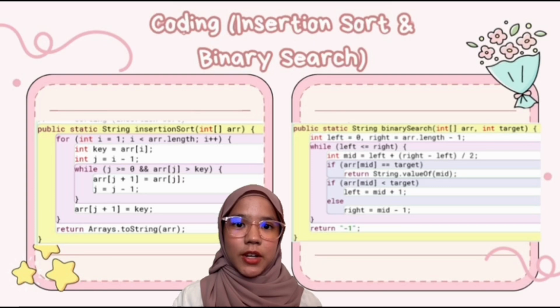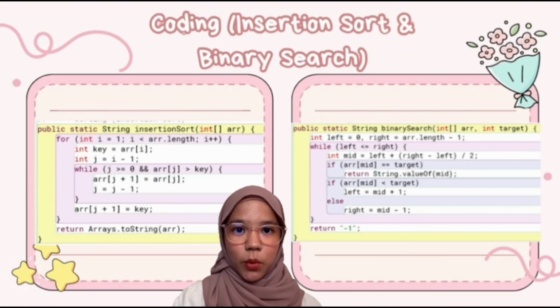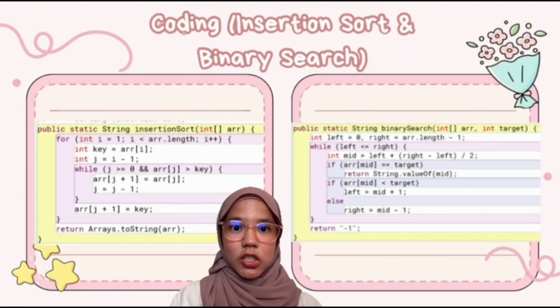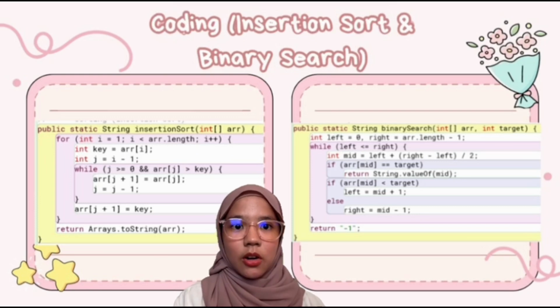Binary search is a fast way to find a number in a sorted list. The program starts by checking the middle element. If the middle value is the number we want, it stops. If not, it checks whether the number is smaller or larger and then continues the search in only one half of the list. This process repeats until the number is found or the list is fully checked. It's much faster than checking one by one because it keeps cutting the list in half.